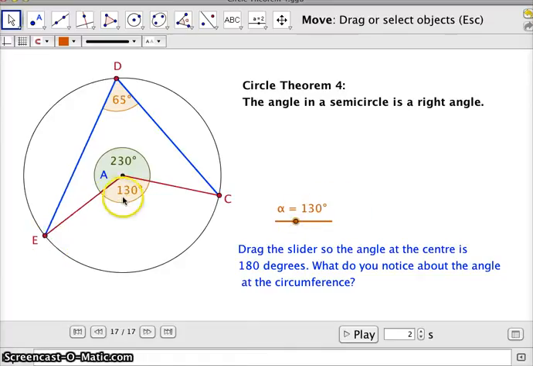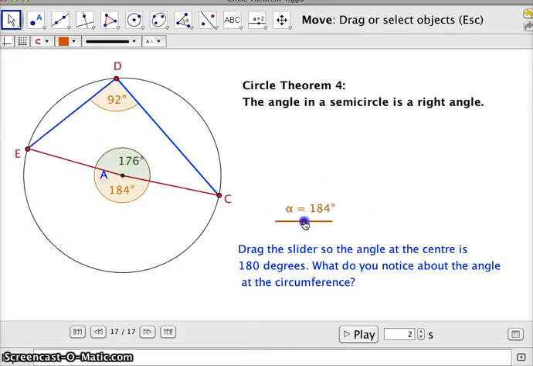So if we actually make this angle here at the centre 180 degrees, then we notice that the angle at the circumference is 90 degrees. So this is a sort of modified version of angle at the centre is twice angle at the circumference. But if this angle here in the middle is 180 degrees and it passes through the centre, then CE is a diameter, and we notice that the angle at the circumference is 90. So circle theorem number 4 is the angle in a semicircle is a right angle. So if you can write that in your small booklet.